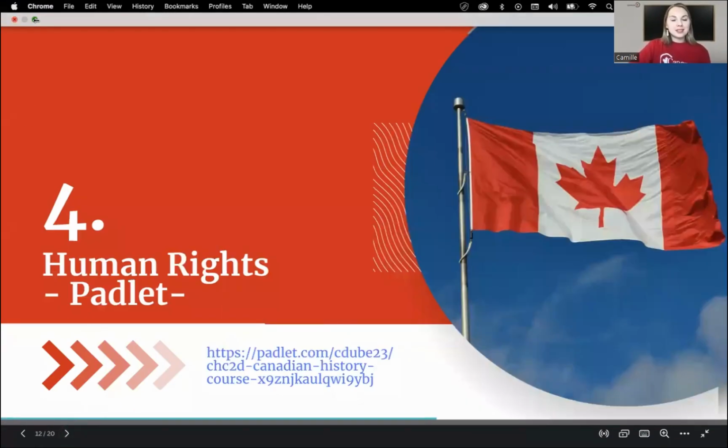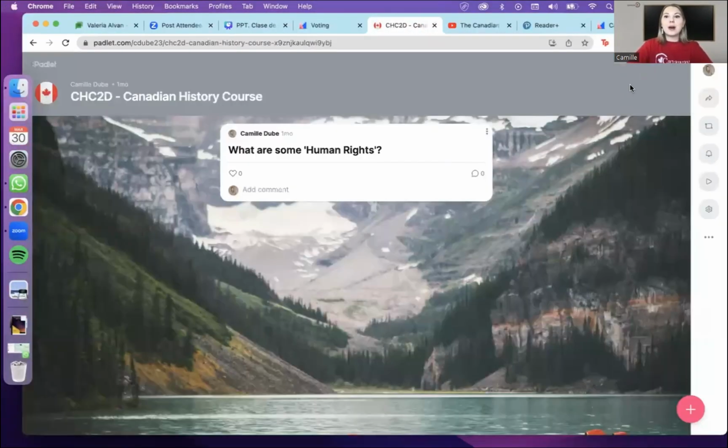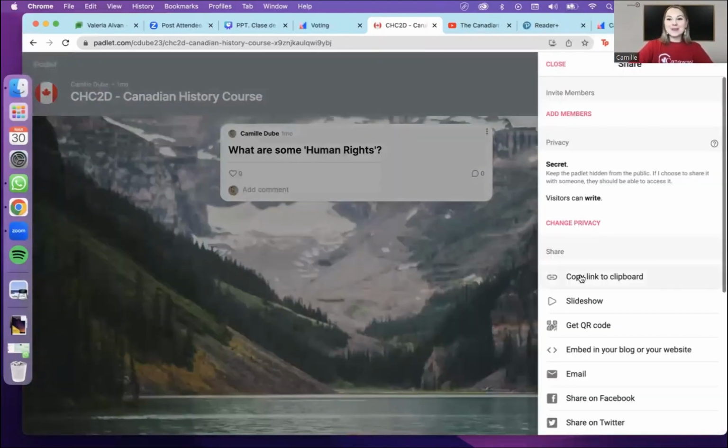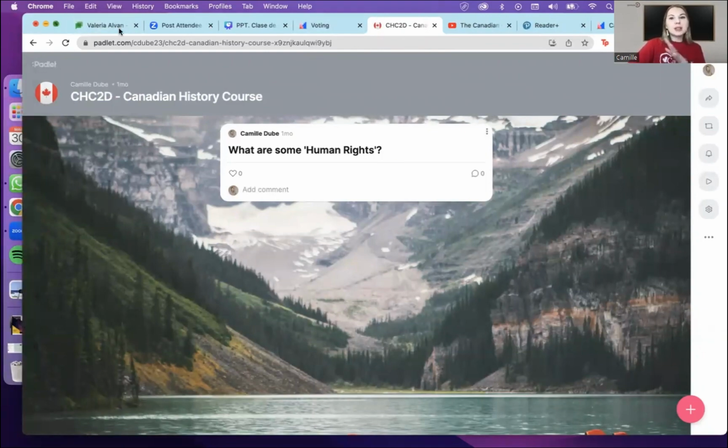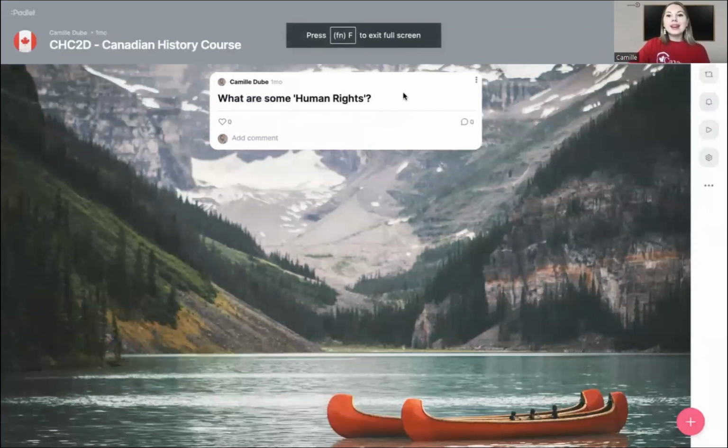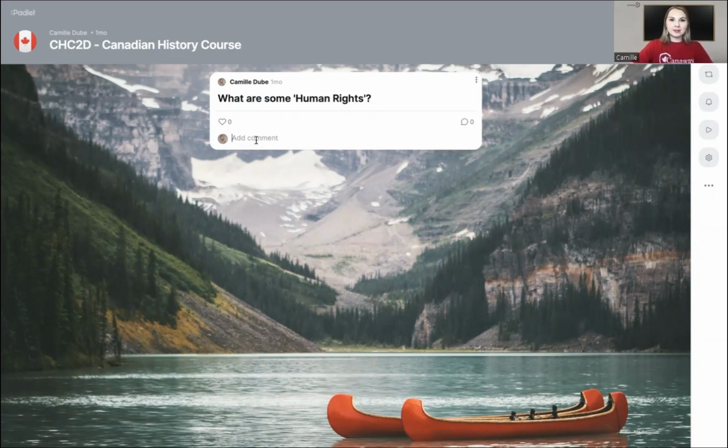So what I want to do next is take us to a website that I use very often. All of my students here, we're going over to Padlet, as I'm sure you might anticipate. I'm going to put this link into the chat. Sometimes Padlet will ask you to sign up, but you can keep it anonymous. That's totally fine. I have one question here that I would like you to answer. My question for you is, what are some human rights? You can add a comment right here. And I could simply say maybe freedom of speech.